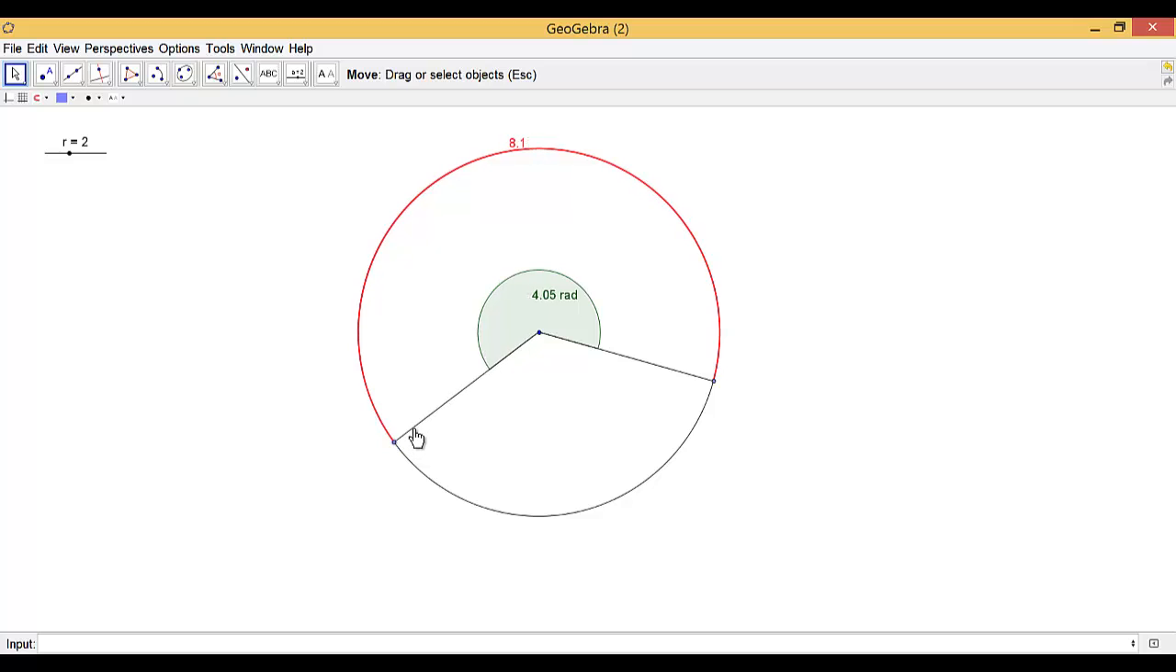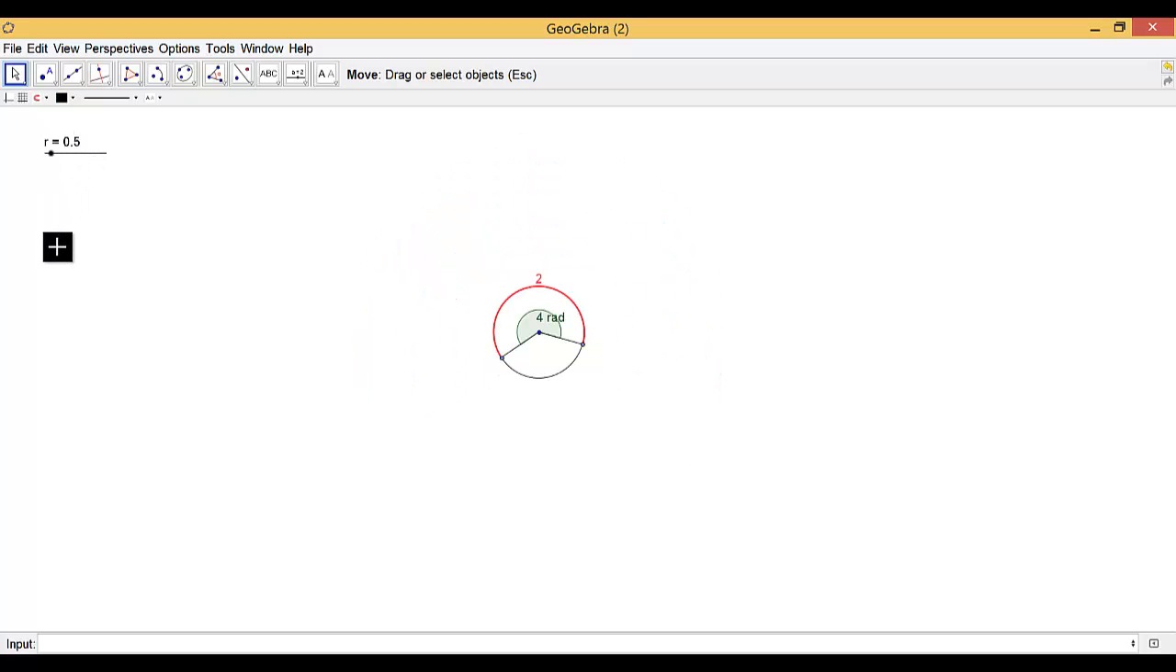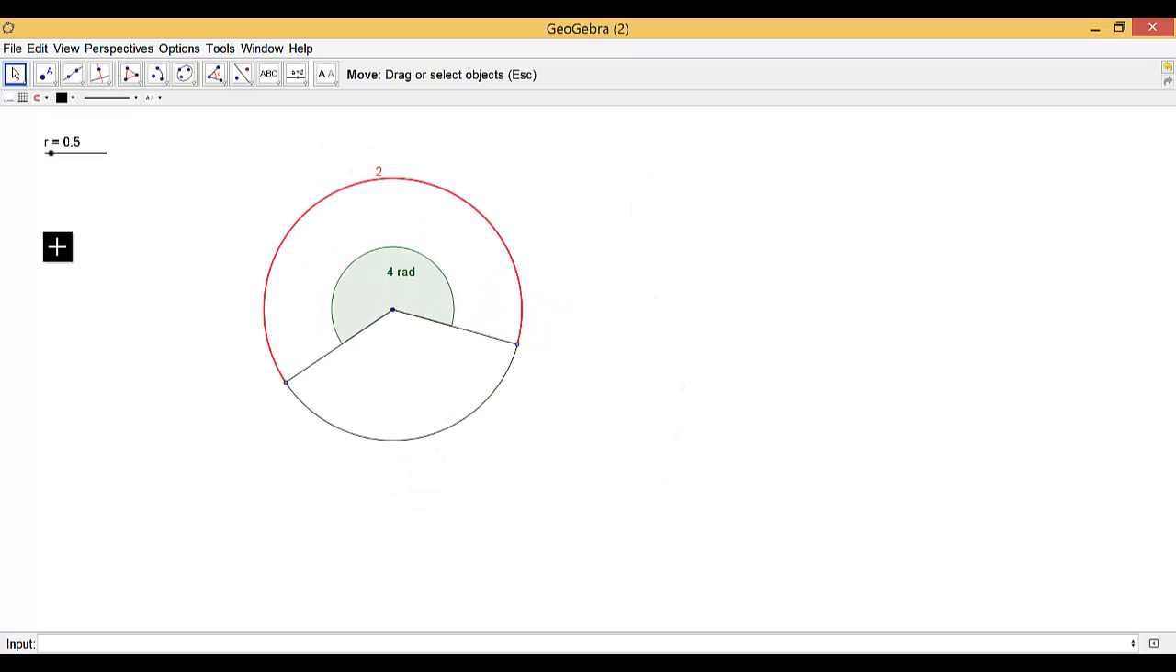Okay, if I make this 4, I've got an arc length of 8 around the outside. Let's try making it half the size. What if we had a radius of a half? Well, in this case, the arc length is half the size of the angle at the center.